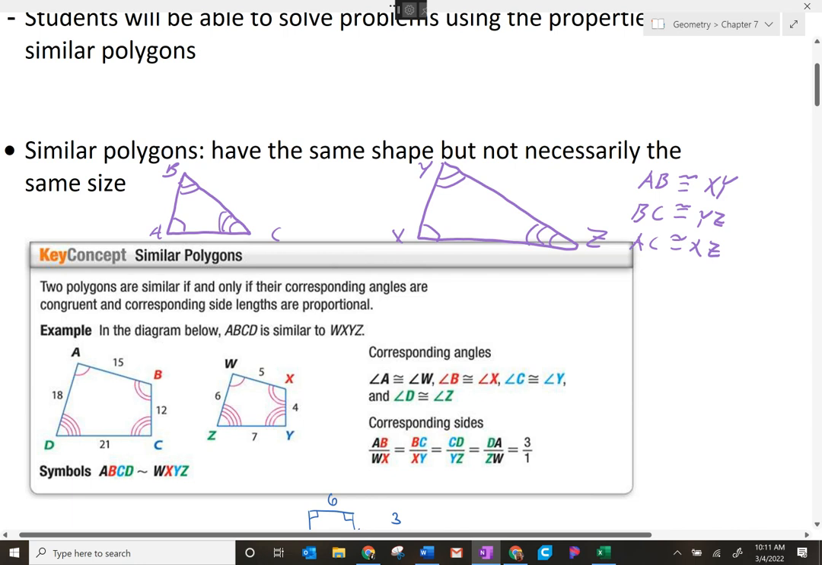Also, I'm going to remind you guys, when we give the shapes and we give the letters, the letters are important. They do tell us which order they're going to go together. So like this one, A, B, C, D. First 4 letters, A, B, C, D, it's going to go in the exact same order. They're going to correspond with W, X, Y, and Z. So if they give you the letters of the shape, the letters in that order are going to correspond together.